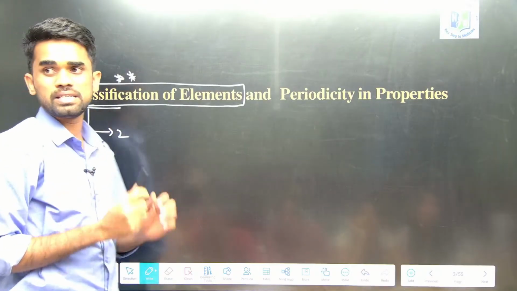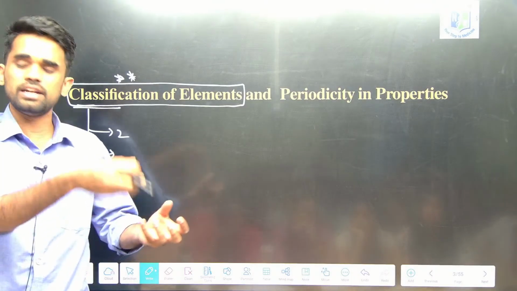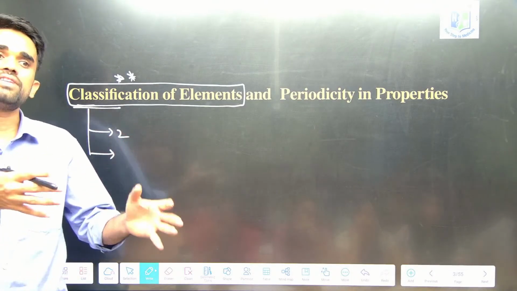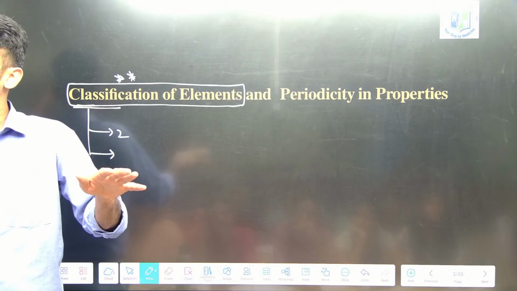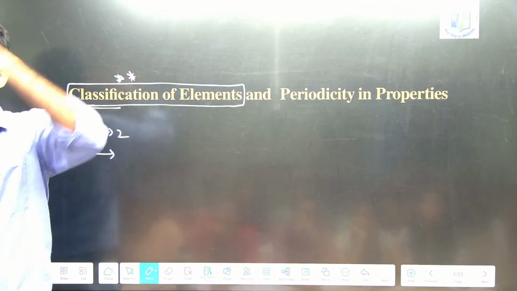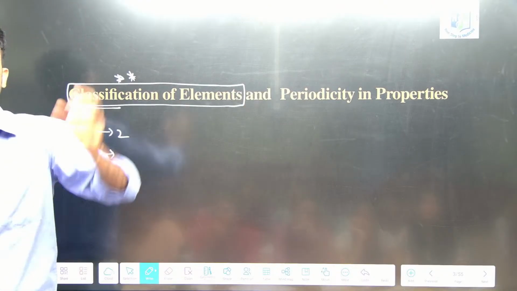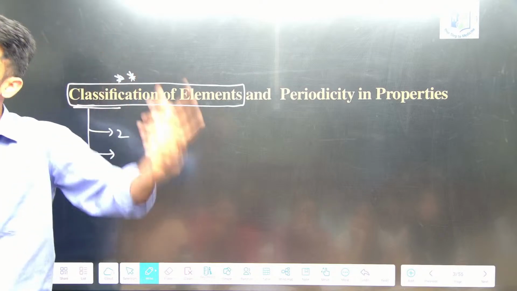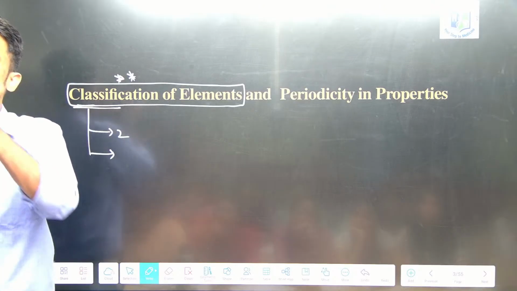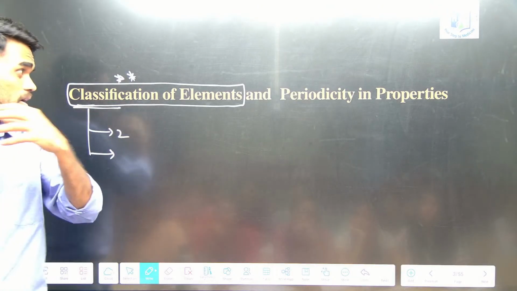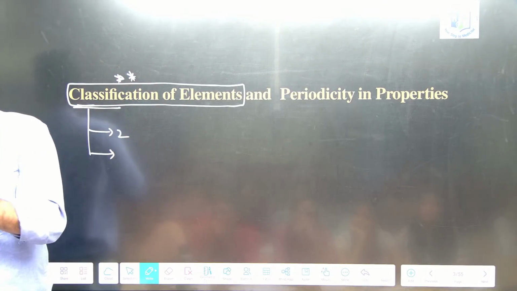Classification of elements means, at the early stages, scientists were doing some experiments and trying to find some elements. At a very early stage, only a very small number of elements were known, but as time went on, new elements were discovered and it became a very big number. Now remembering all the elements and their properties is very difficult. So they thought, let us classify these elements based on some properties. Different scientists took different types of classification.